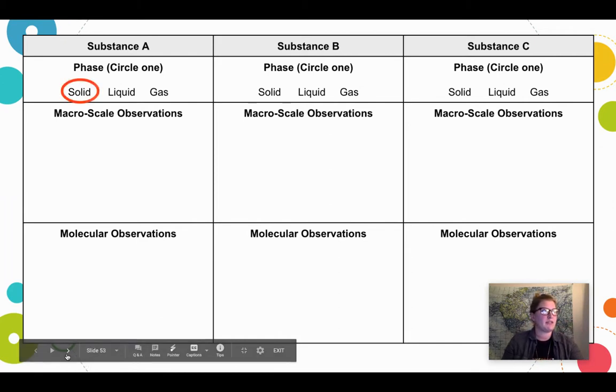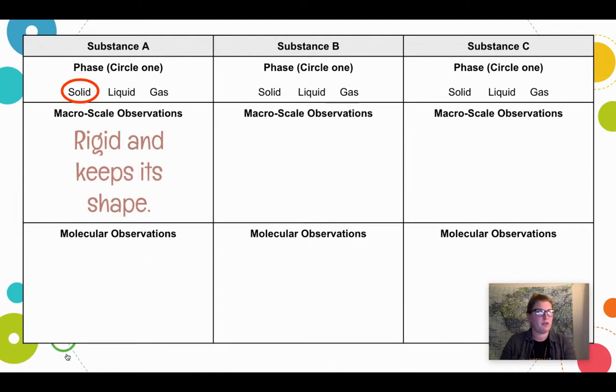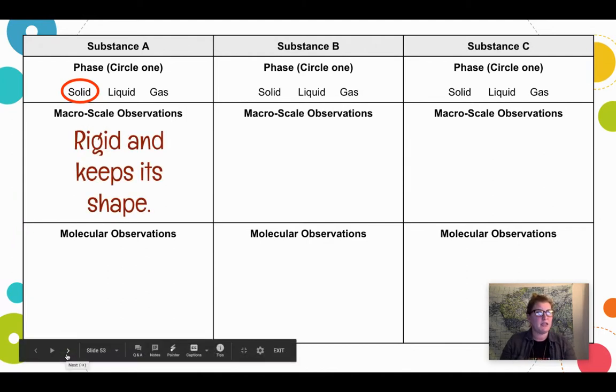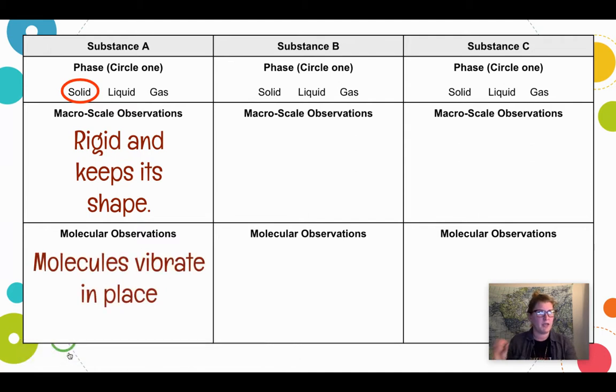The first questions were asking you about substance A, which I went through with you. It was a solid, it was rigid, and it kept the shape of its container. And on the molecular observation scale, those molecules vibrate in place. So I'm going to use my hands to compare them to molecules. They vibrated a little in place like that first animation you saw on the last slide.